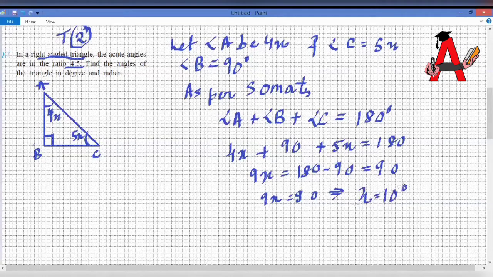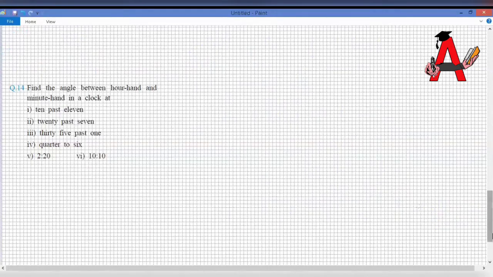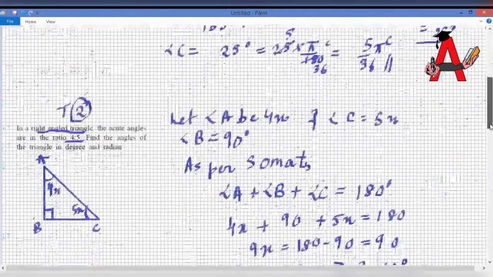This is in terms of degrees. So if x is 10, I can say angle A is equal to 4x, which is 4 into 10, which is equal to 40 degrees, which can be converted into 40 into pi upon 180. Cancelling, 4 twos are 8 and 2 nines are 18. So this can be written as 2 by 9 pi radians. So that is how we do the first question.